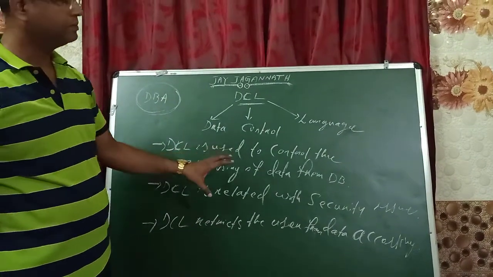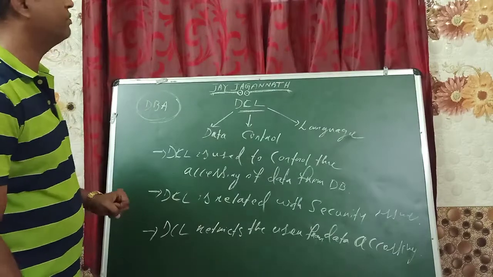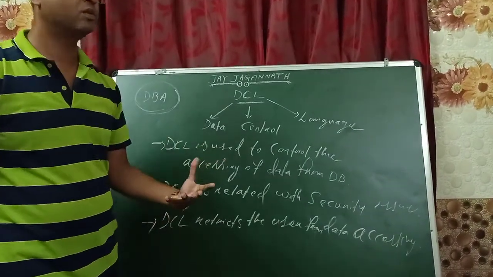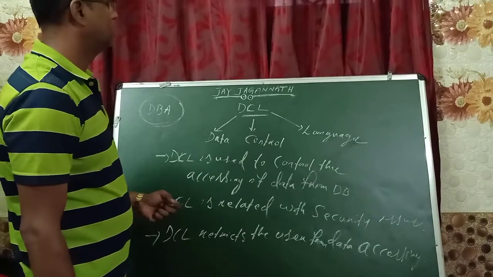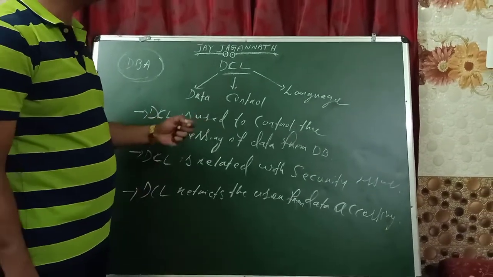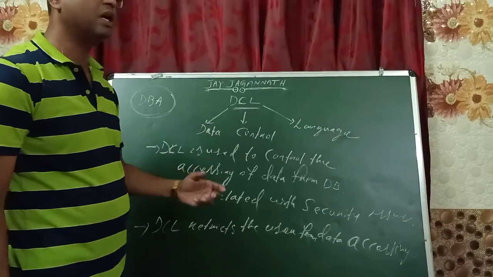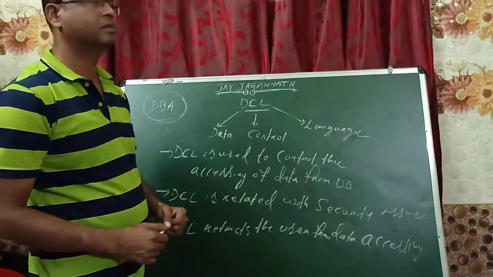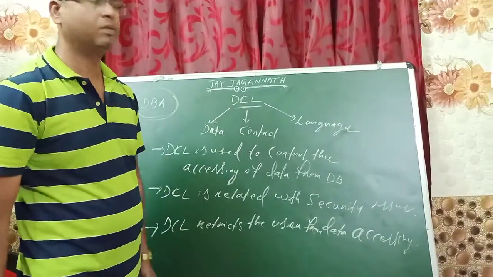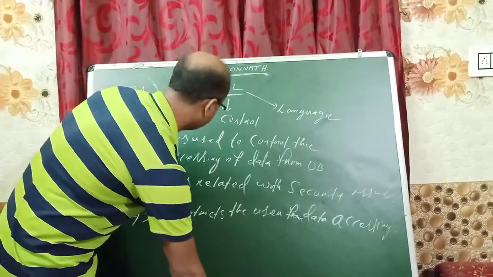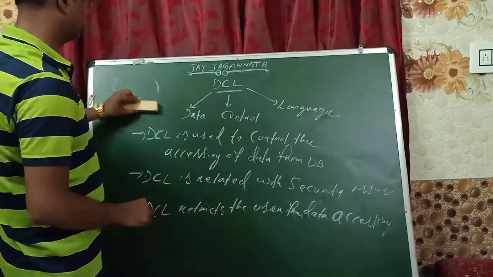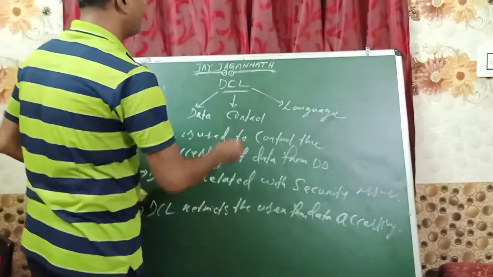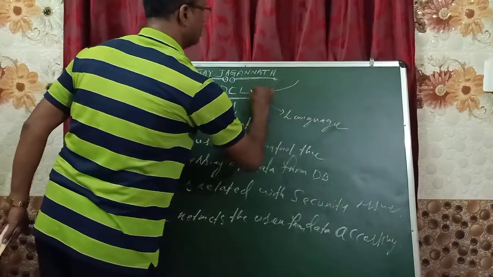Overall, from a security point of view, SQL provides one platform, one scope, that is the DCL language. Using the DCL language, we can secure our database from outsiders. DCL is a language, DCL is not a command. DCL provides two commands.